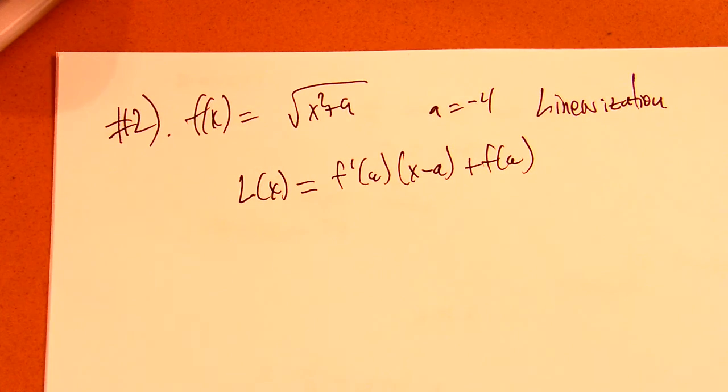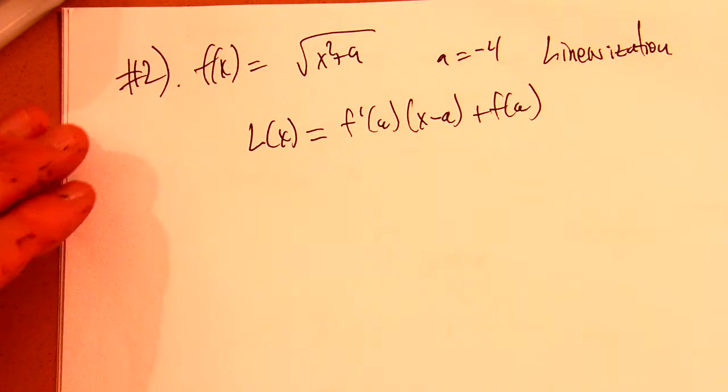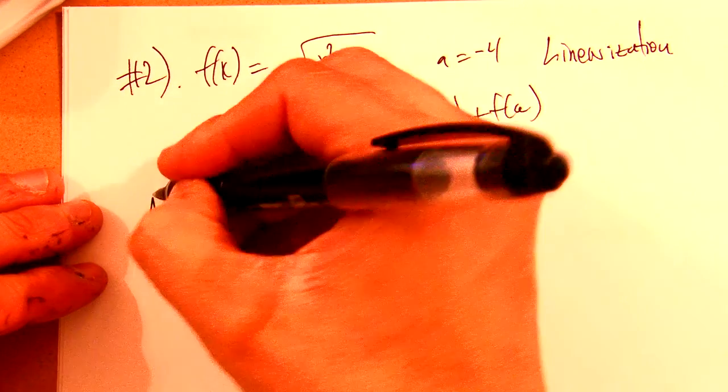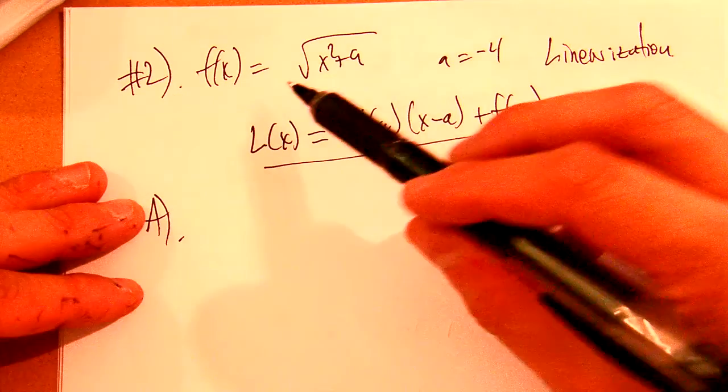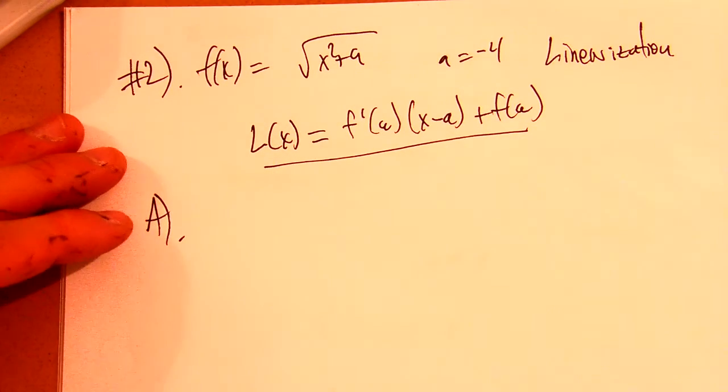In this problem, they are asking us first in part A to find the linearization, and then it's going to ask us how accurate it is. We'll talk about that. We're going to compare it to the original function f. So part A here, we're basically going to just find this. This is pretty simple because f of x is given, and we just basically plug it in.